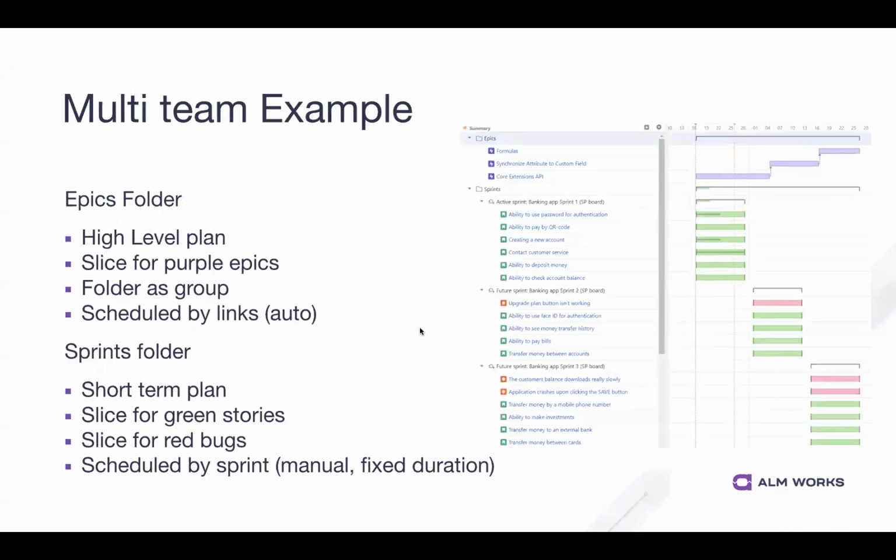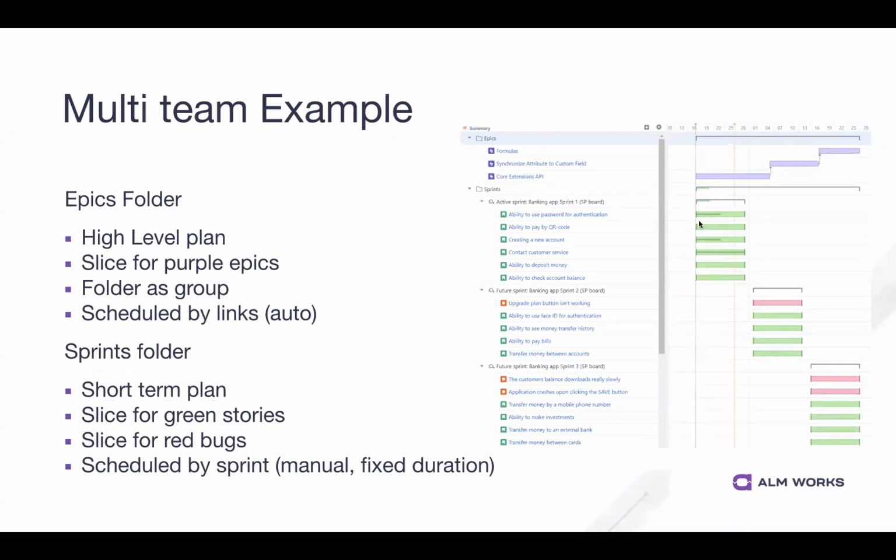So this is our multi-team example. We actually used this image on the last presentation, this idea of mixing waterfall and agile. So we've got our epics up top. This is our high level plan. We can see that our epics are made purple over here. There's definitely a slice going on there. And we're using our folder as a grouping. So we can see this folder starts at the beginning of our earliest epic and ends at our latest epic right there. And then items in here are scheduled automatically.